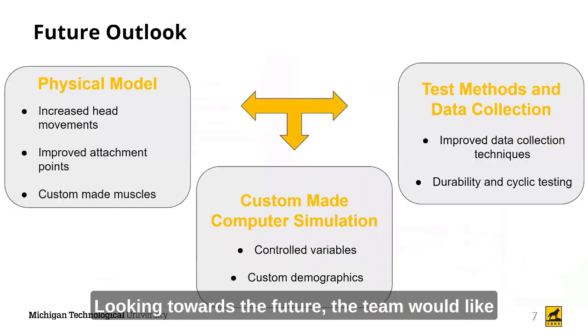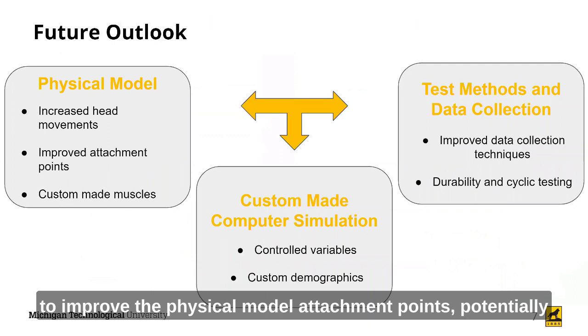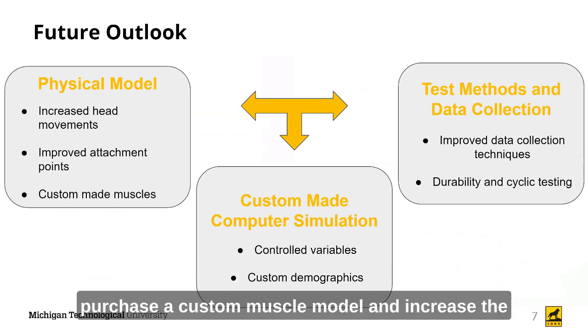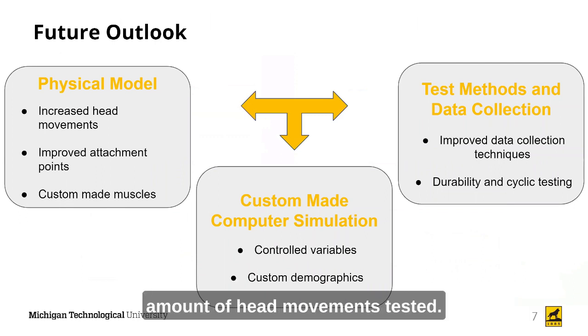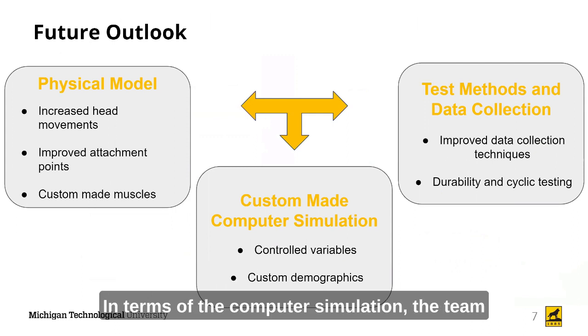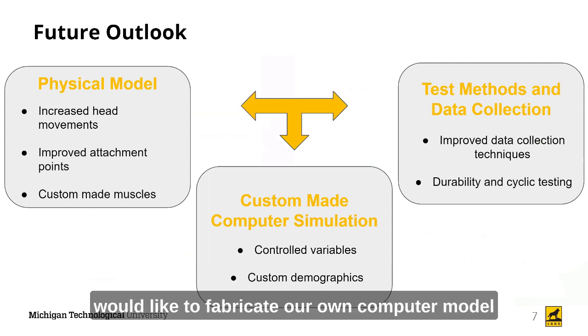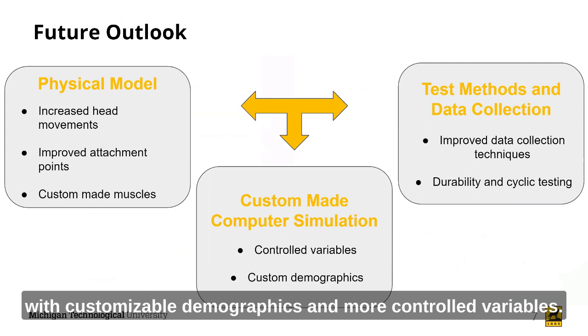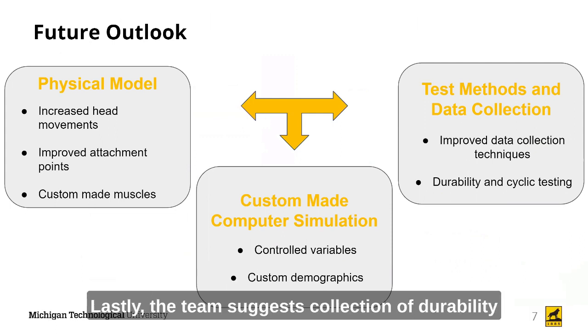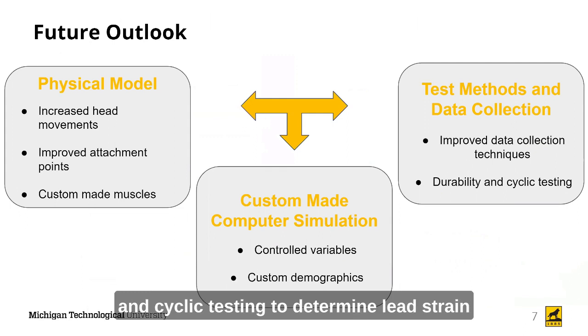Looking towards the future, the team would like to improve the physical model attachment points, potentially purchase a custom muscle model, and increase the amount of head movements tested. In terms of the computer simulation, the team would like to fabricate our own computer model with customizable demographics and more controlled variables. Lastly, the team suggests collection of durability and cyclic testing to determine lead strain over an extended period of time.